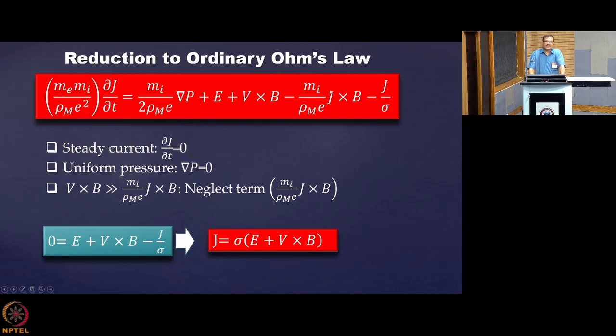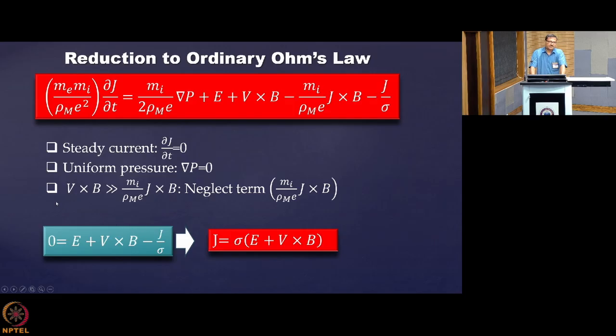Then you can neglect this term compared to this term, and then finally what you are left with, this is 0, this is 0, E is there, then V cross B is there, and then this one minus J by sigma is there. And what finally you are getting is our very familiar form of Ohm's law, that is J is equal to sigma into E plus V cross B. So under this special condition, we are able to retrieve our known form of Ohm's law, that is J is equal to sigma into E plus V cross B.